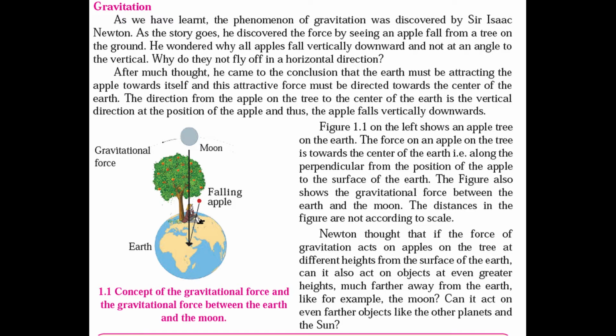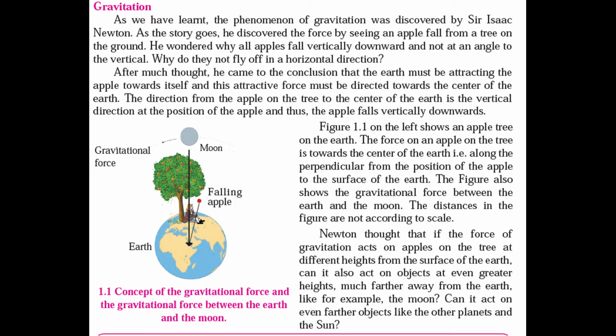So after much thinking, he came to some conclusions that Earth must have some attracting force which actually brings the apple down towards Earth itself, and this attractive force must be pointing towards the center of the Earth. The direction from an apple on the tree to the center of the Earth is the vertical direction at the position of the apple, and thus the apple falls vertically downwards.